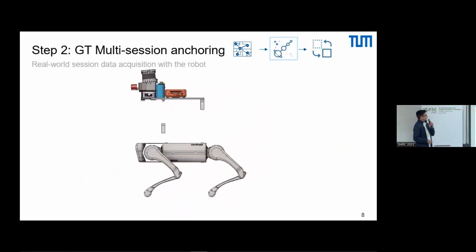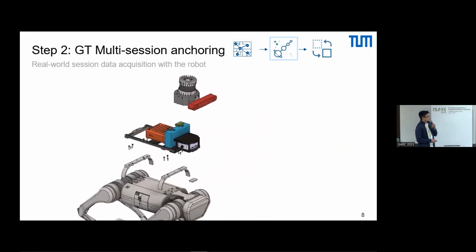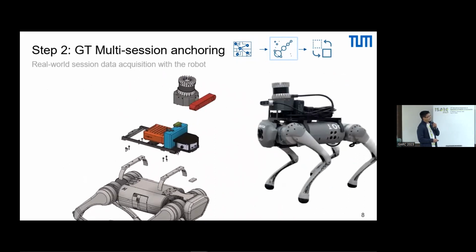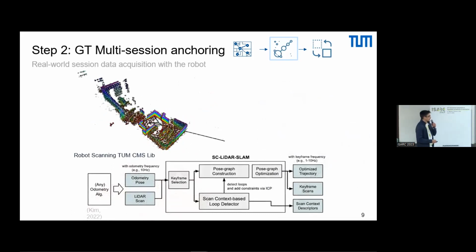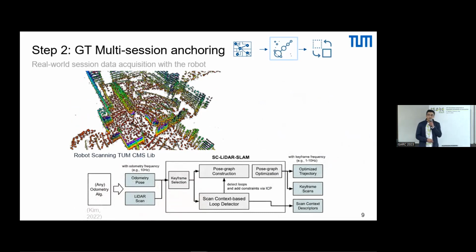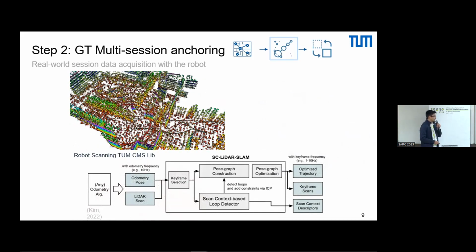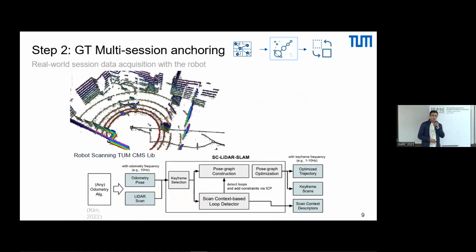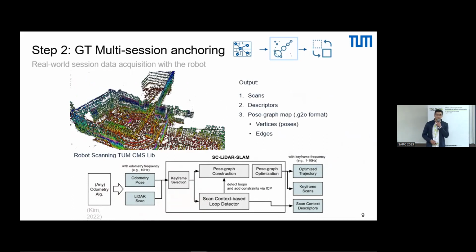In the second step, we want to acquire real session data. For that, we developed a sensing system that is very cheap and can be used over any robot, and here you see it over the Go1 robot. After that, we acquire sequential LiDAR data with the robot and input it into a Scan Context LiDAR SLAM, which basically takes as input the output of almost any SLAM system like LIO, and gives us as output scans, descriptors, and a pose graph.